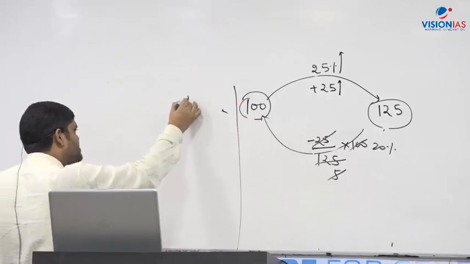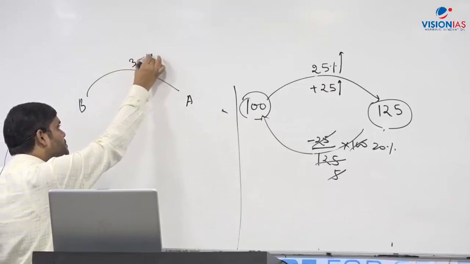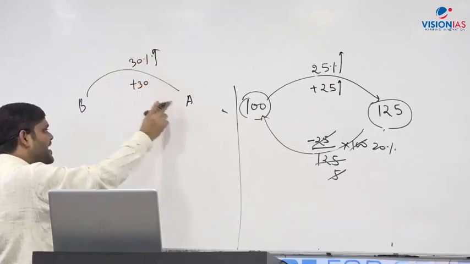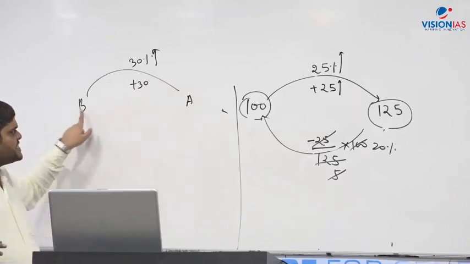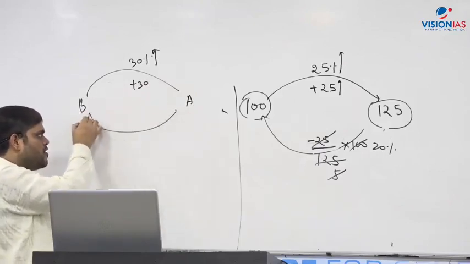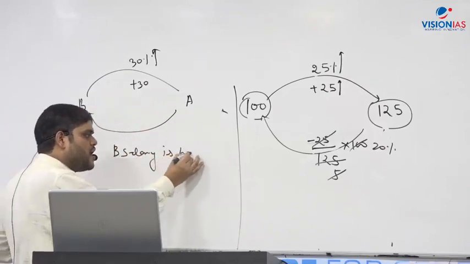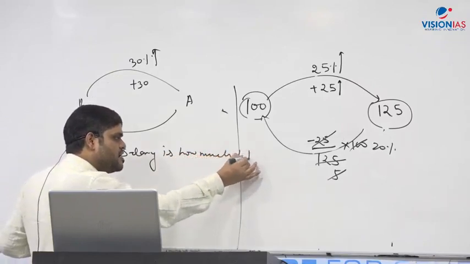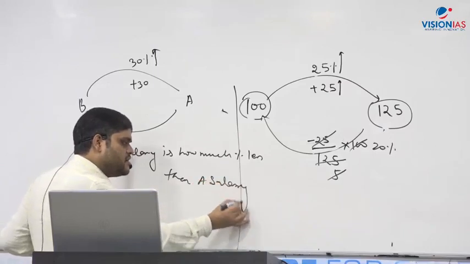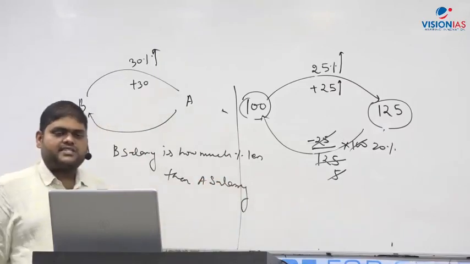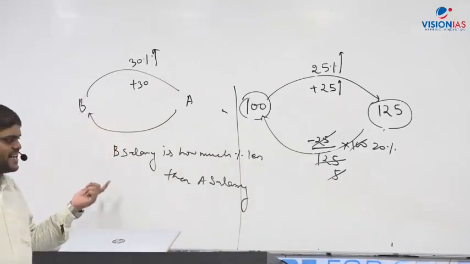A's salary is 30% more than B's salary. Then B's salary is how much percent less than A's salary? A's salary is 30% more than B's salary. Then B's salary is how much percent less than A's salary?